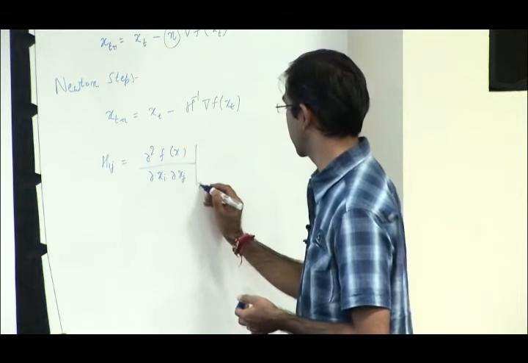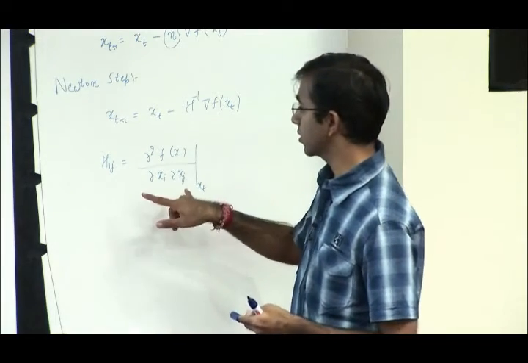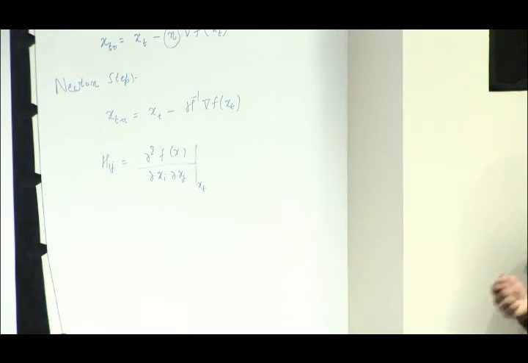Let's say I evaluated it at xt. Okay. So this is an extremely powerful method that can lead to very fast convergence.